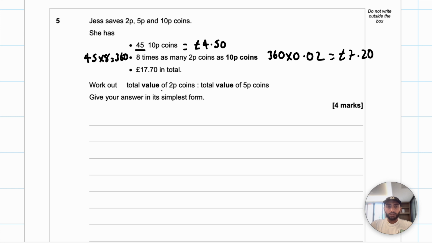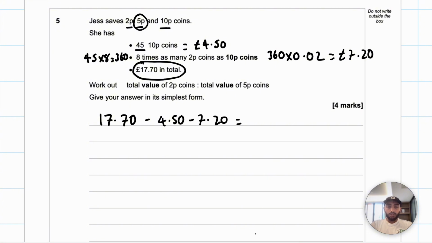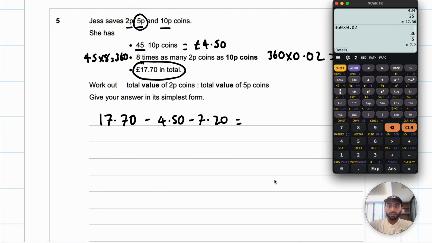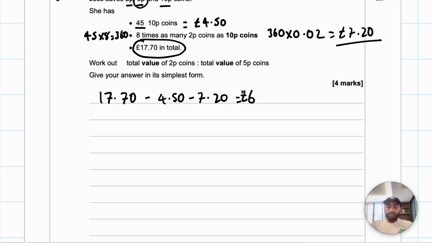We need to work out the ratio of the total value of the 2p coins to the total value of the 5p coins. We've already done the 2p's and the 10p's. We need to find out how many 5p's there are. Let's work out the total of those, and we'll take it away from £17.70. So £17.70, take away 4.5, take away 7.2, which gives me 6. The total value of the 5p coins is £6.